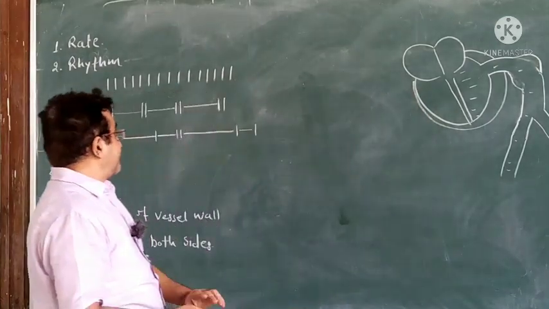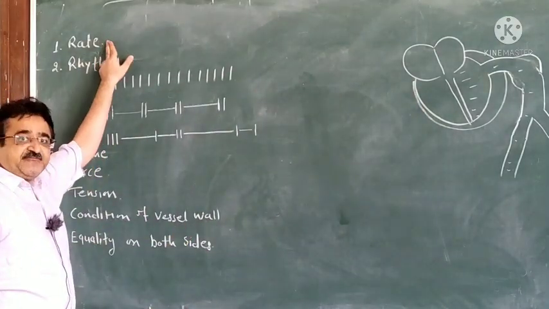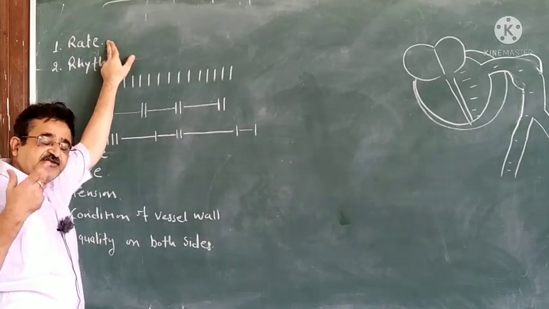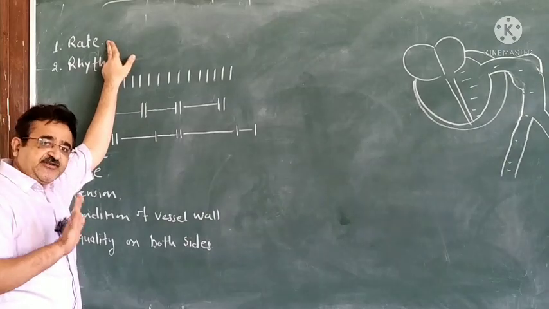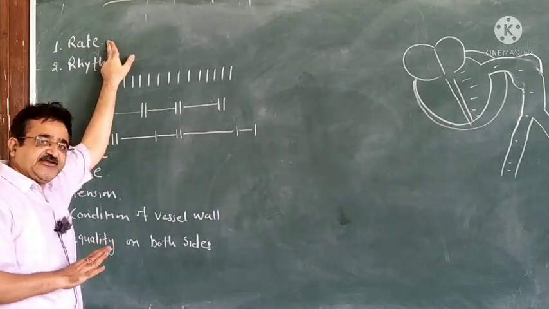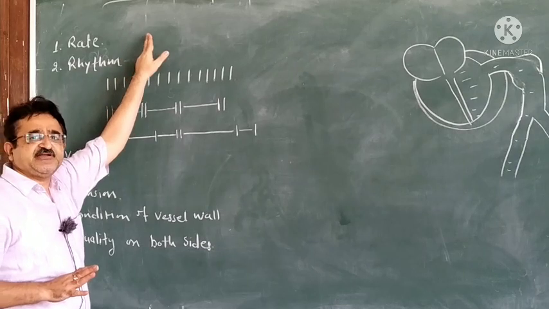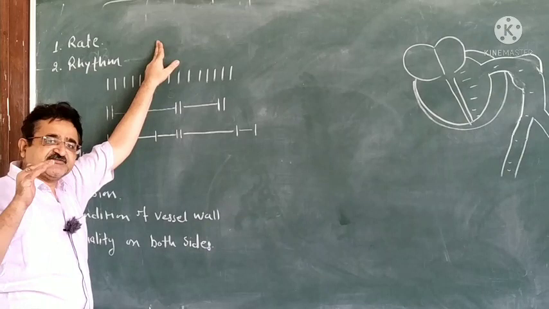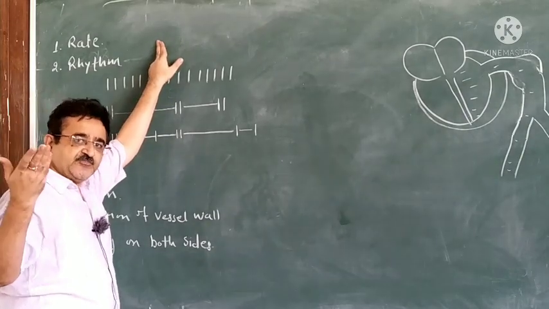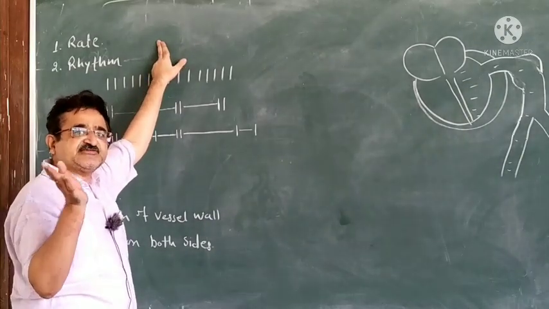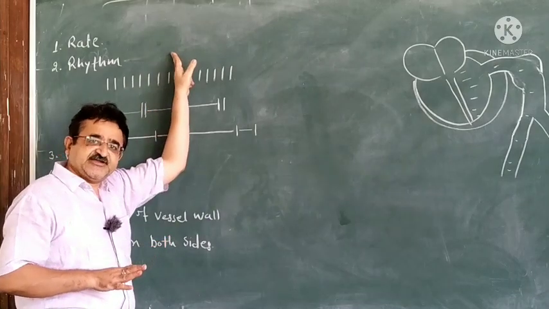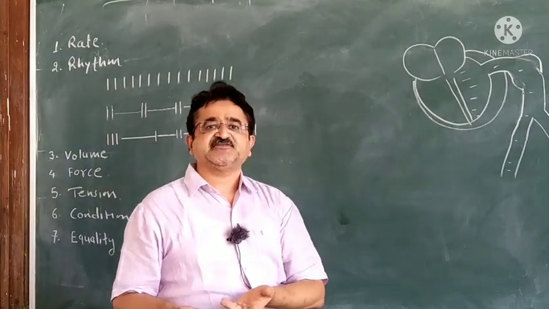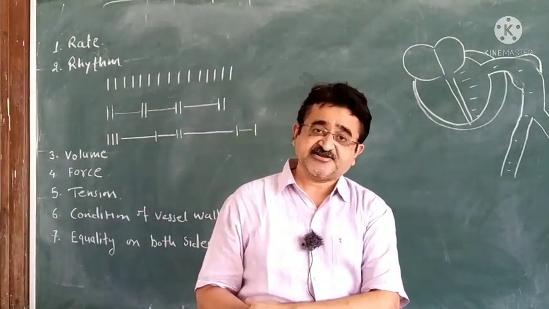So first one, what is the rate? Rate means the number of beats that are occurring in 1 minute. The normal pulse rate is around 60 to 90 beats per minute. When the pulse rate is increased above normal, that is above 90, it is known as tachycardia. When the pulse rate is decreased below 60 beats per minute, it is known as bradycardia. So this is the rate.